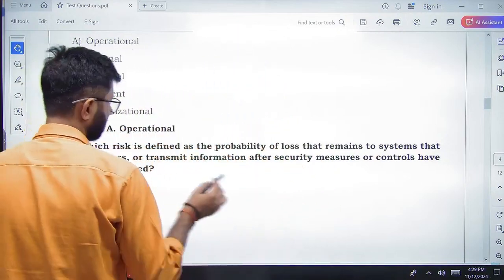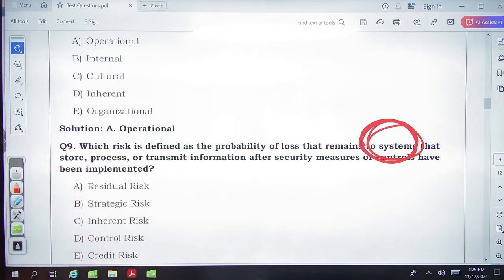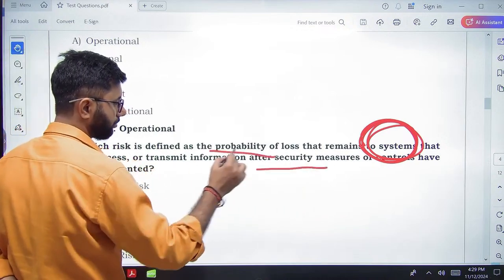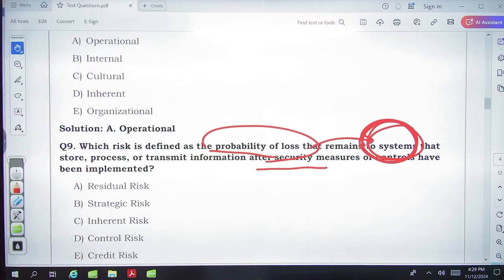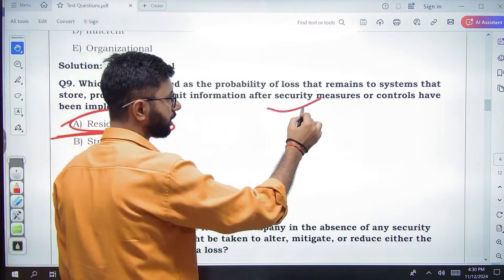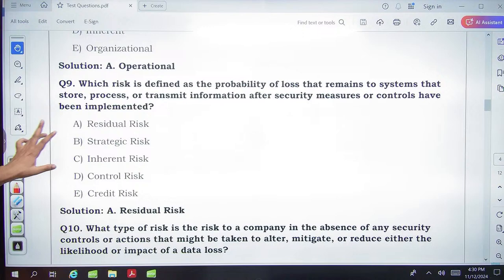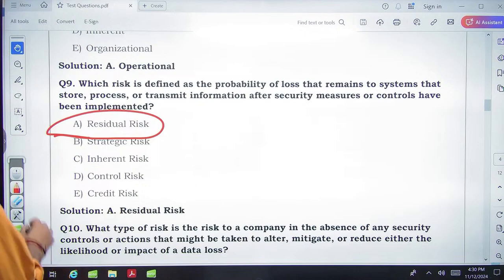ठीक है, इसमें आपसे साफ बोला हुआ कि सिस्टम्स के अंदर जो इशू है उसको आप क्या बोलोगे? Systems is the key word. That despite all those security measures, there is some probability of loss because of that system. So what do you think is that risk? So the correct answer is residual risk. ठीक है, ये सारे काम कर लिए उसके बाद भी कुछ बच गया, that is what you call residual risk. ठीक है, very good.